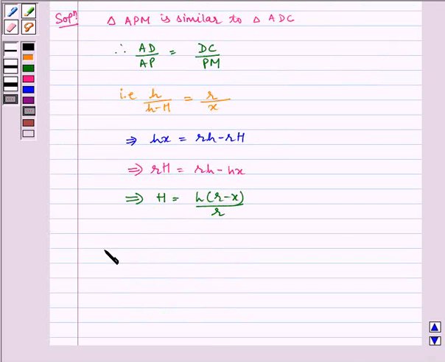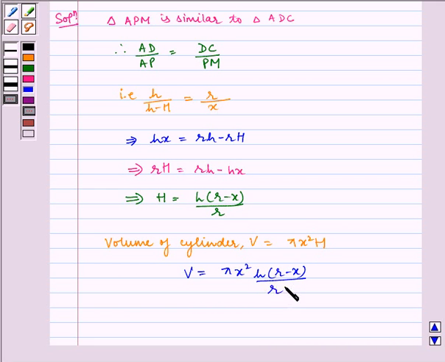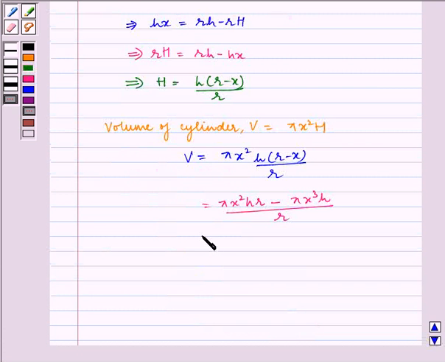Now, the volume of the cylinder is equal to pi x square H. Therefore, V is equal to pi x square capital H. Substituting the value of capital H, we get pi x square multiplied by h (r minus x) whole divided by r, which is equal to (pi x square h r minus pi x cube h) whole divided by r. Therefore, V is equal to pi x square h minus pi x cube h by r.